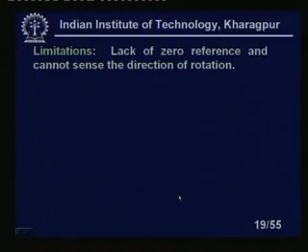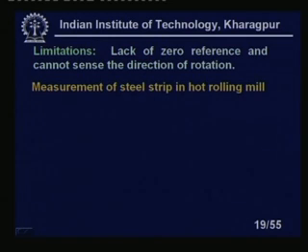Now, it has a limitation: lack of zero reference, and it cannot sense the direction of the rotation, whether the disc is rotating in the clockwise or anti-clockwise direction. For that reason, we have seen that we need some phase sensitive demodulation to have that type of sensing. Measurement of steel strip in hot rolling mill.